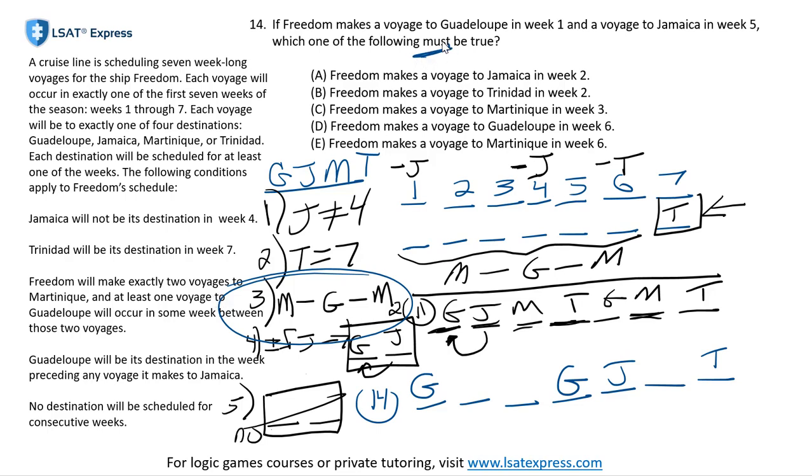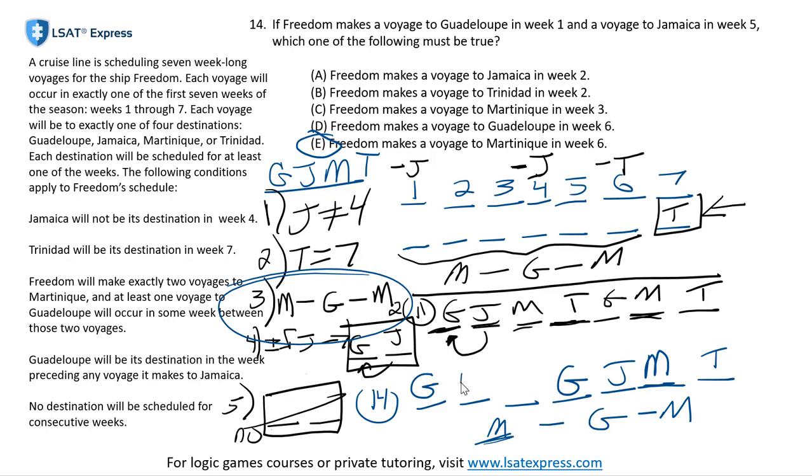This is a must be true. There are some things that could be true, but there's something that definitely must be true. I'll pause for just a second. We have to have our MGM down here somewhere. That means you're going to have an M in slot 6. And that is, in fact, the answer to the question. Answer E is an echo.